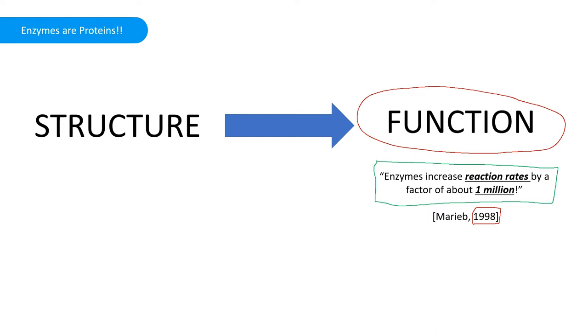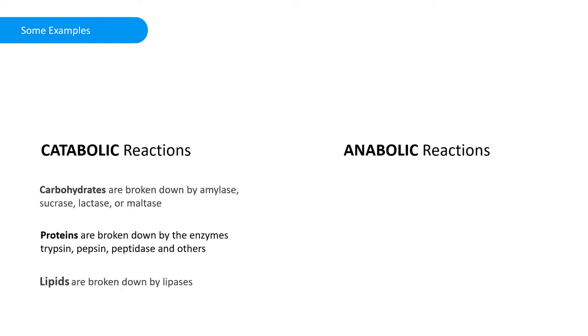So we're going to look at this sort of back to front. We've talked about the function, but we really need to know about their structure and how it actually does this. How does it speed up reactions by a factor of 1 million? So a little bit about reactions to start with. We have two types of reactions in biochemistry. We have catabolic reactions and we have anabolic reactions. And it's really quite straightforward.